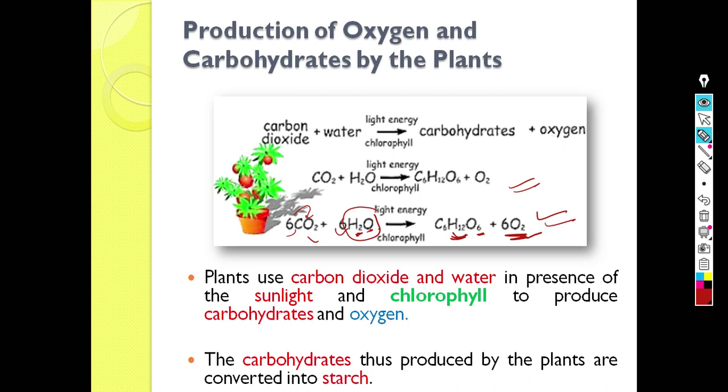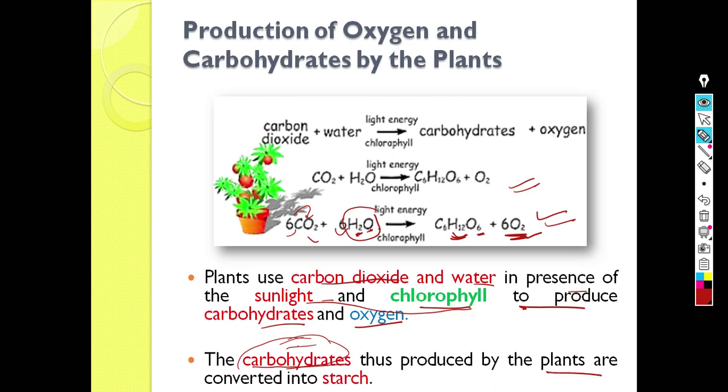Now, plants use carbon dioxide and water in the presence of sunlight, as we have discussed already, and chlorophyll is used to produce carbohydrate and oxygen. So sunlight and chlorophyll are the two important components. Okay. Now carbohydrates, you know what are the carbohydrates? These are the same thing which we have studied in nutrients. Okay, what kind of nutrients are there? So you have already studied it.